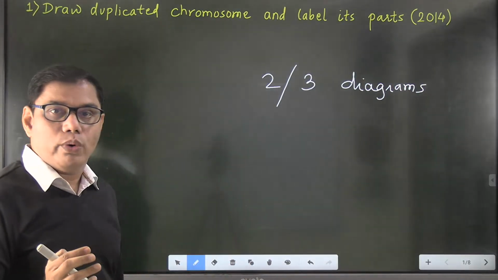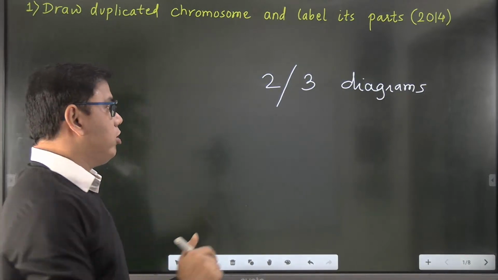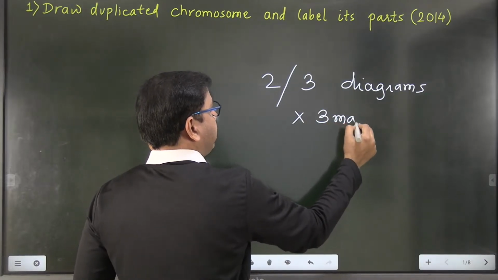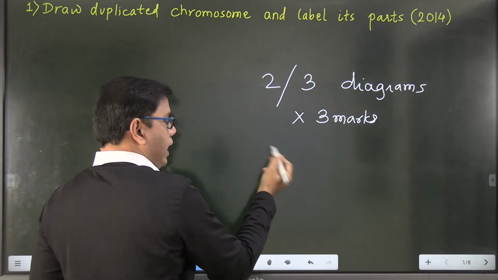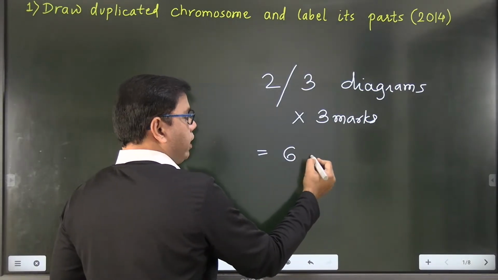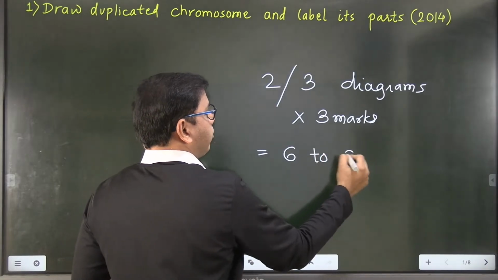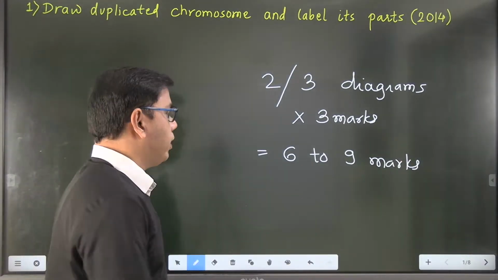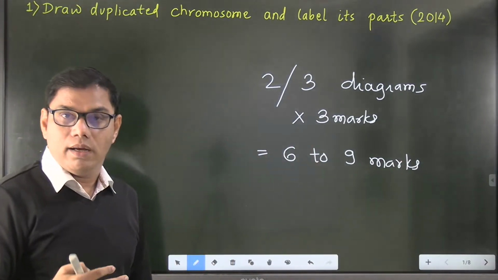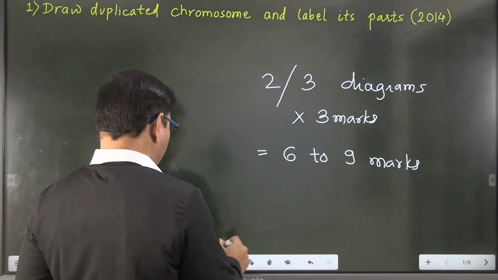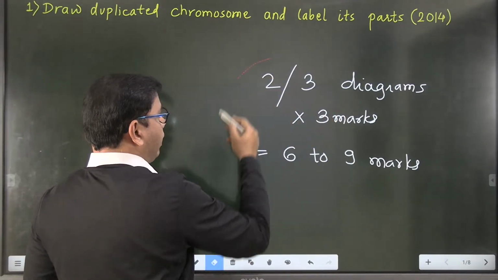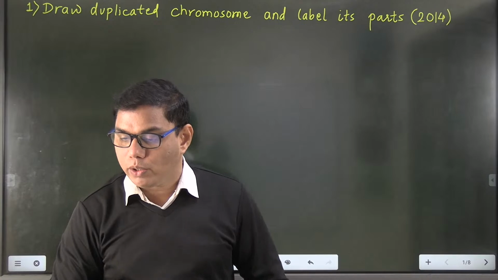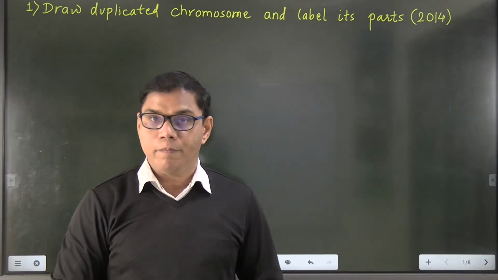So you have to draw at least two or maximum three diagrams, and each diagram carries 3 marks. That means the weightage for your diagrams will be minimum 6 and maximum 9 marks. 5 marks is equal to 1%. So you can see 6 to 9 marks is a huge chunk. I hope that this year we get at least 3 diagrams for drawing, and if they ask us 3 diagrams, we are going to draw all 3 perfectly, right?